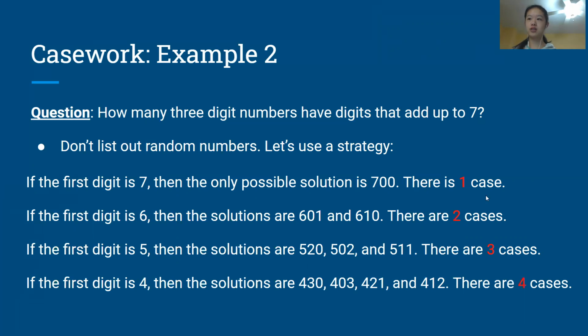The first case, if the first digit is 7, there's 1 case. The first digit is 6, there's 2 cases. If the first digit is 5, then there's 3 cases, etc. You can see that the number of cases are increasing.